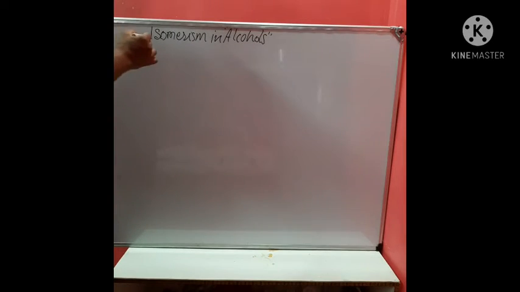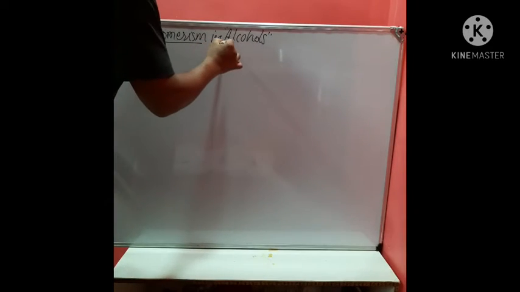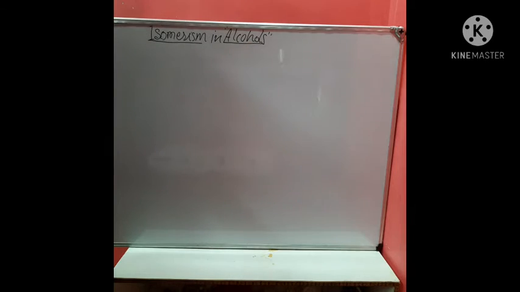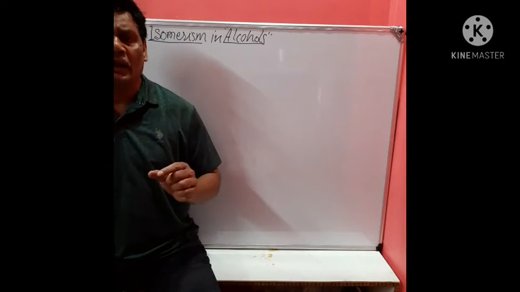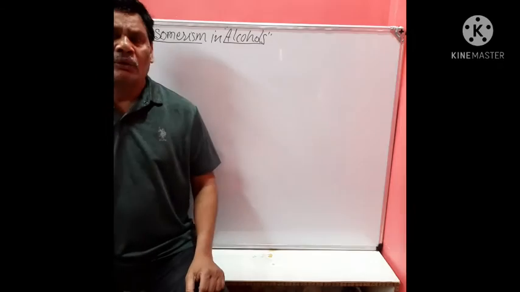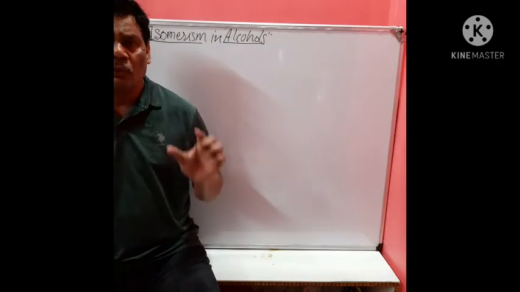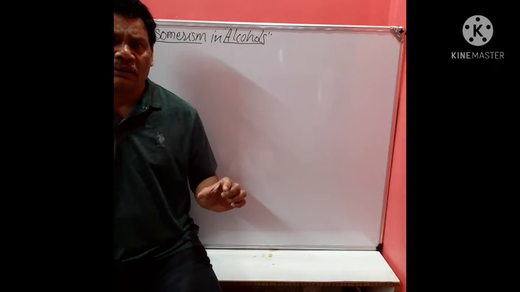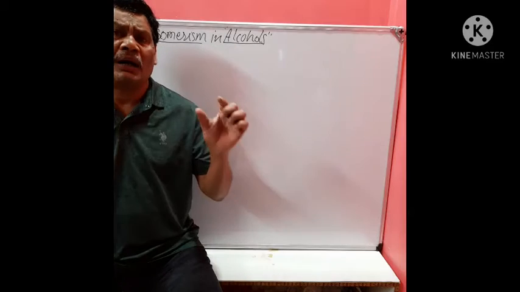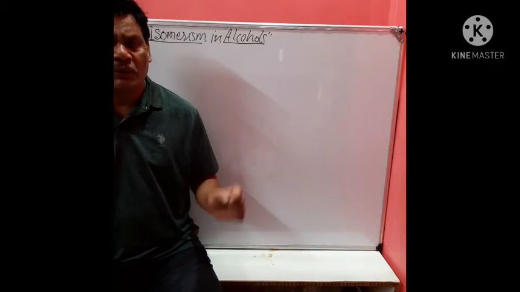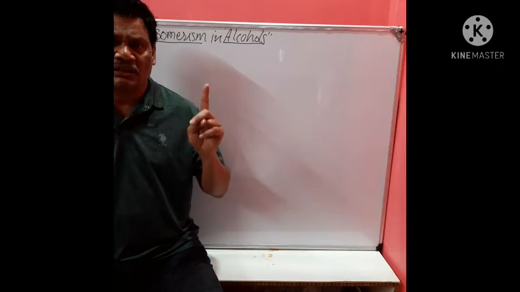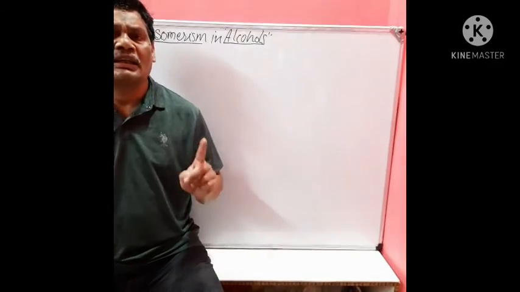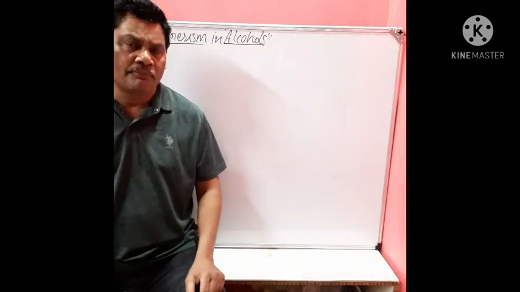Yes, now student, I am going to discuss the next topic, isomerism in alcohols. Student, in the chapter of haloalkanes and haloarenes, I told you that to study isomerism, first we have to check how many types of isomerism there are. So we know that there are two types of isomerism. First one is structural isomerism and second one is stereoisomerism.